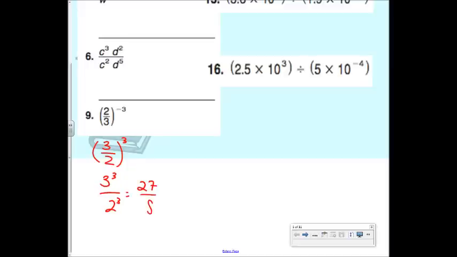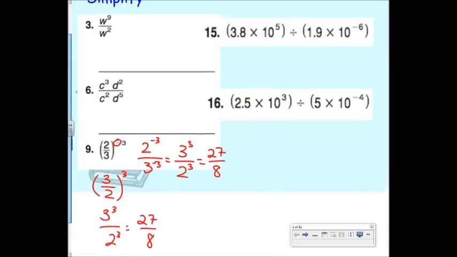You could also do it like this, 2 to the negative 3, 3 to the negative 3, and then flip. You get the same thing. But you need to remember that if it's a negative exponent, that would flip. All right, what about 15 and 16?